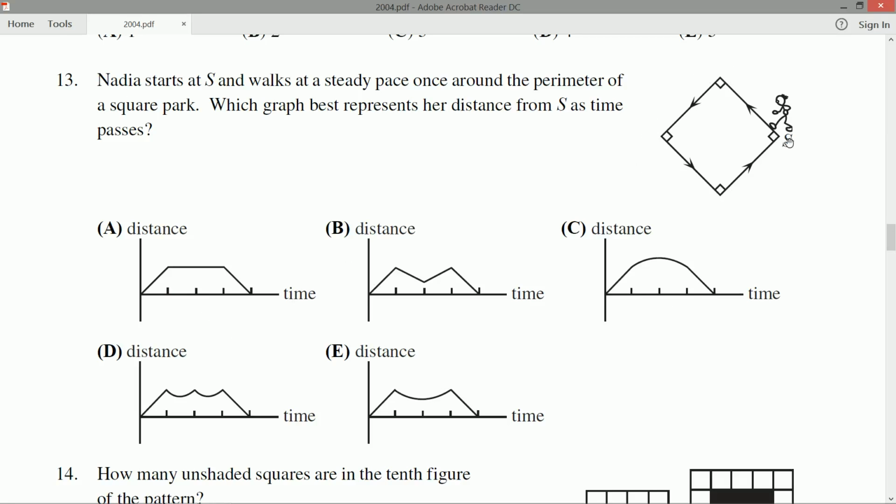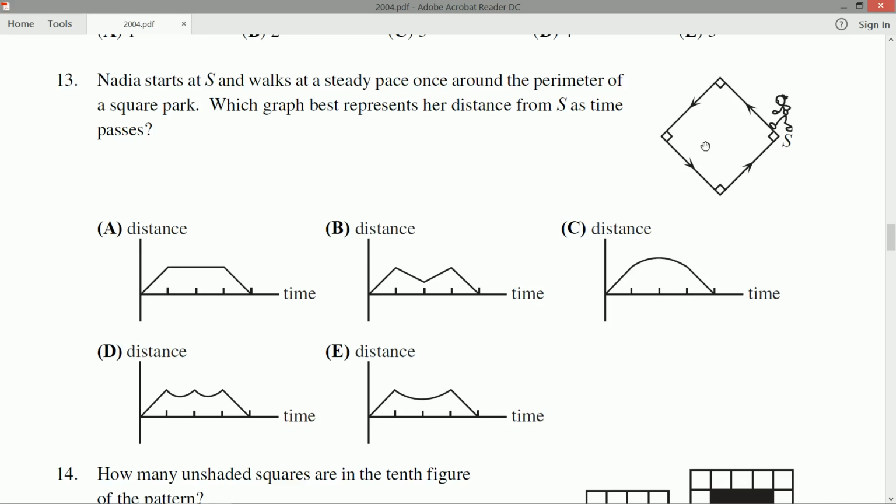So she walks from S up towards the top peak, and so she's steadily increasing her distance. That's fine. And this first graph, A, would seem to say that once she reaches that peak, at the top point, she stays the same distance away from S. Even though she keeps walking, she goes down to the point opposite S, she's going to be further away. We can show that. So I think we can rule A out pretty quickly.